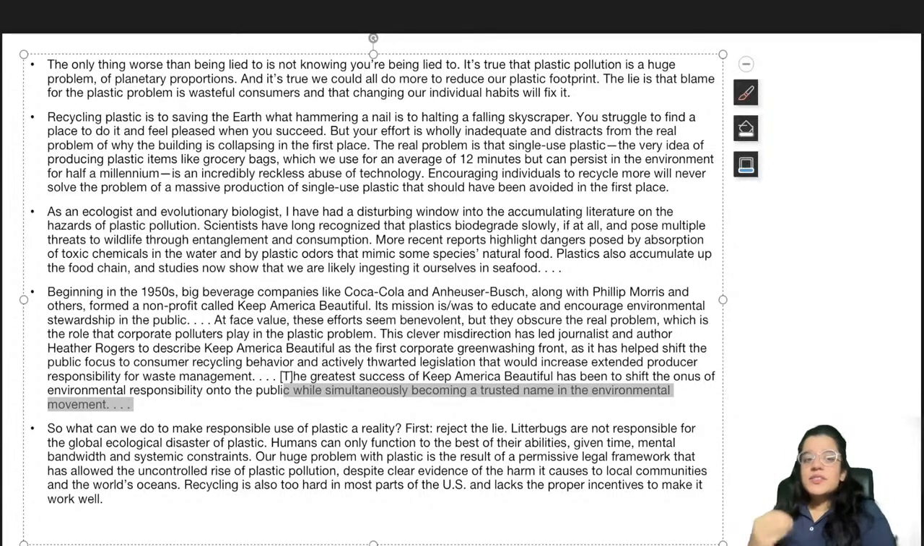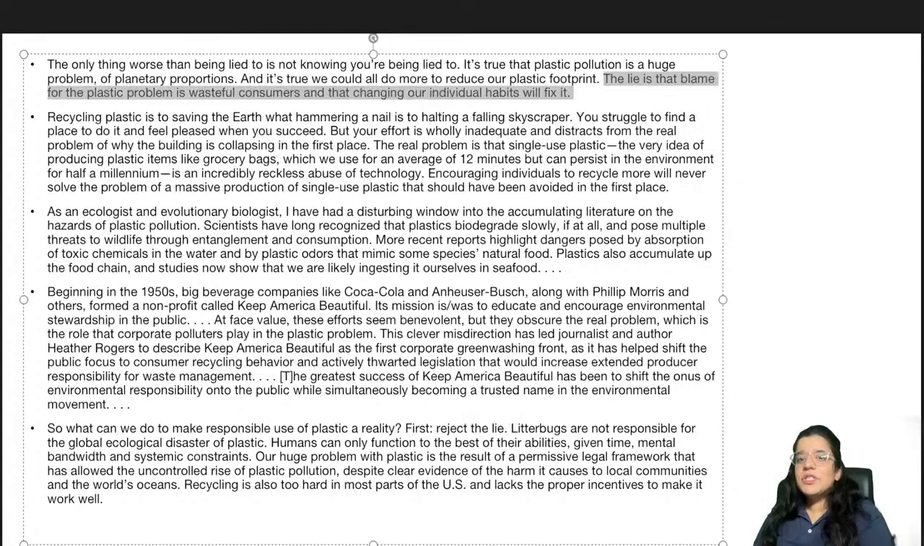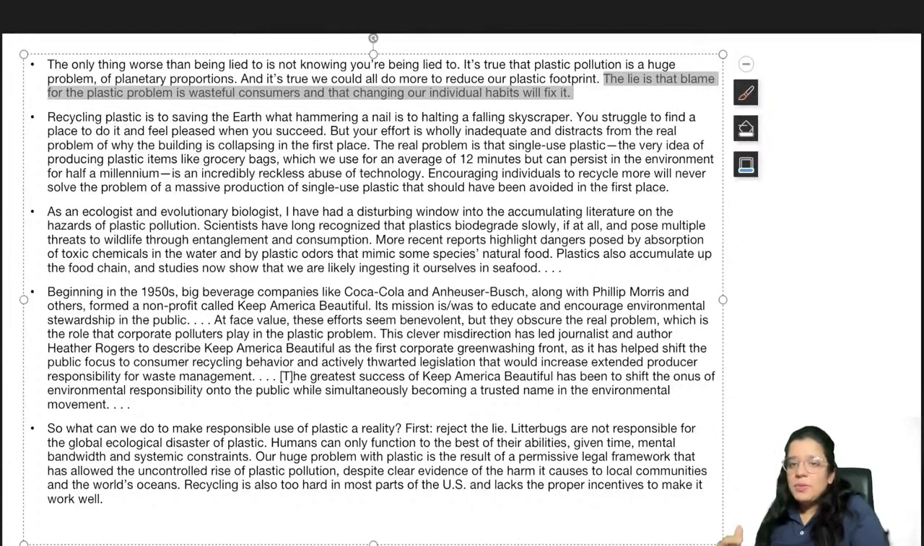Last paragraph says, so what can we do to make responsible use of plastic a reality? What can we actually do to solve the problem? First, reject the lie. What lie are they talking about? They're talking about the lie given to you in the first paragraph, that people have started blaming consumers, that consumers are responsible. So first we need to reject this; we need to accept that consumers are not responsible, we are not responsible, someone else is responsible. Right?